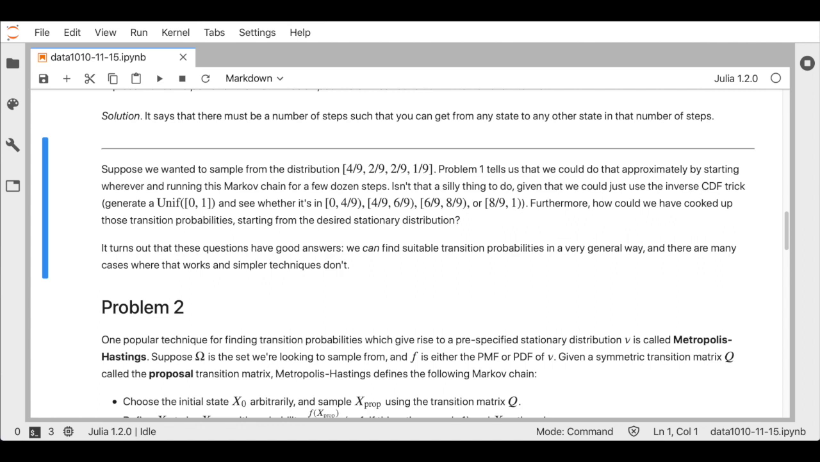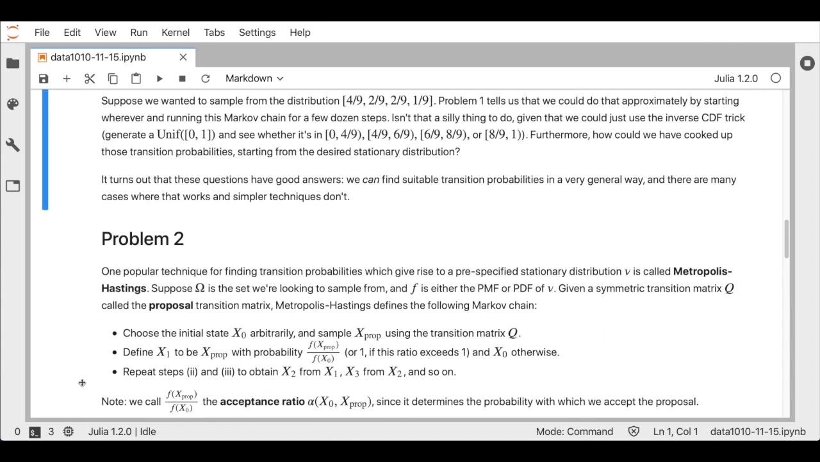However, the second problem seems to get worse. If we have a desired stationary distribution on an enormous space, how could we possibly come up with a set of transition probabilities that gives us exactly that distribution as our stationary distribution? And that objection also has an answer. We can apply an idea called the Metropolis-Hastings algorithm, which essentially gives us the appropriate transition probabilities for any distribution that we want to sample from.